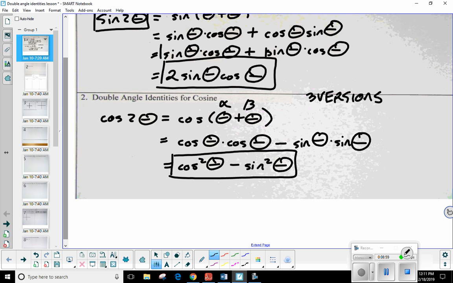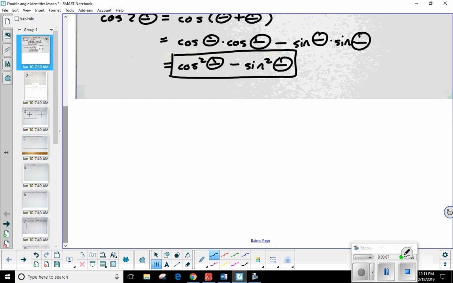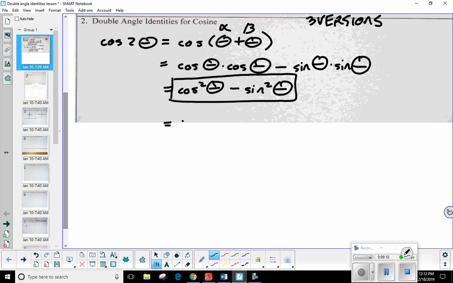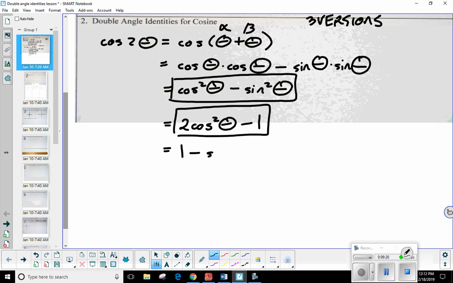Okay, so I'm not going to worry about showing you the proofs for the other 2. If you want me to, I can absolutely go ahead and do that. But this is also equal to 2 cosine squared of theta minus 1. That's also an identity. And it also equals 1 minus 2 sine squared of theta. Actually, it's using the Pythagorean identity is how we would have proven those.